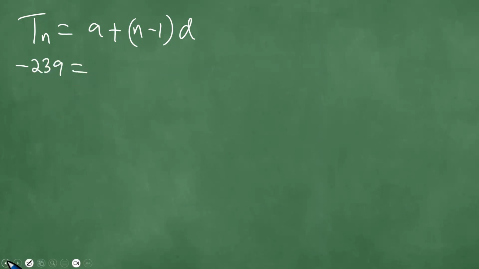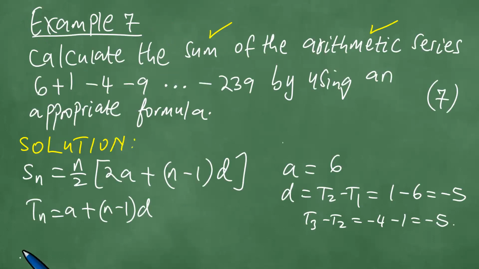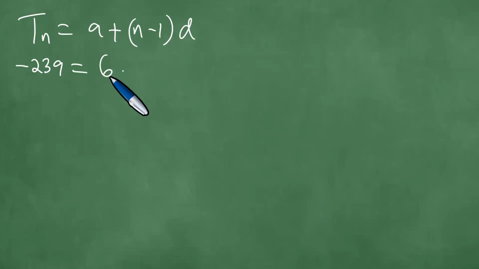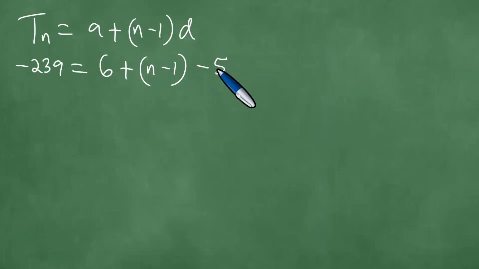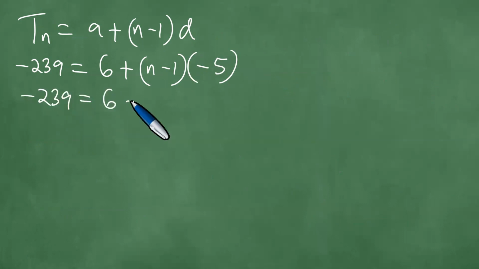-239 equals the first term. What is the first term? 6, plus n minus 1 into the common difference. What is the common difference? -5. So we put -5 here. -239 equals 6 minus 5n plus 5. Distribute by -5 here.